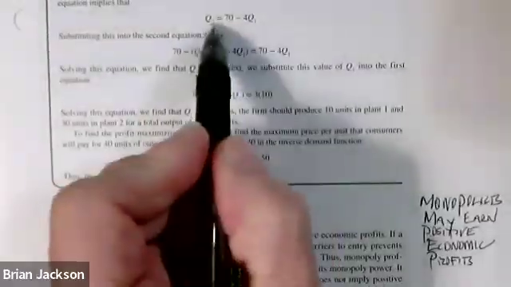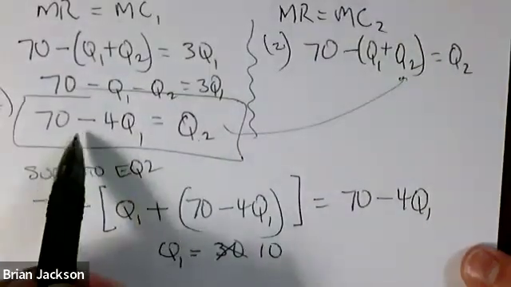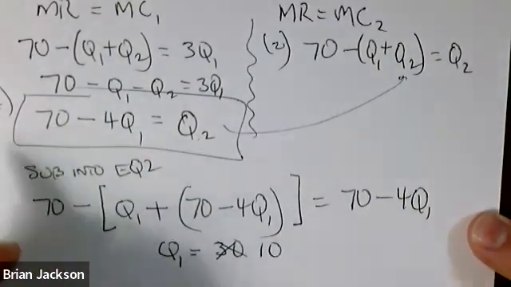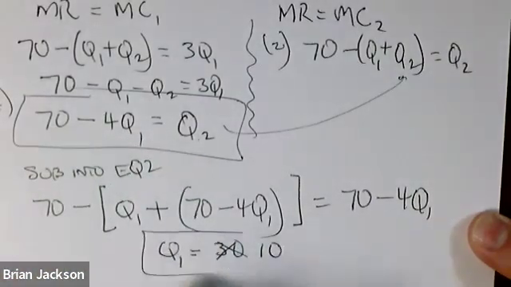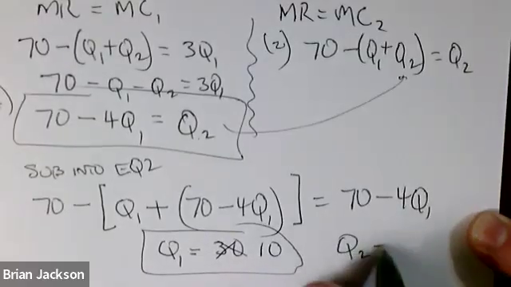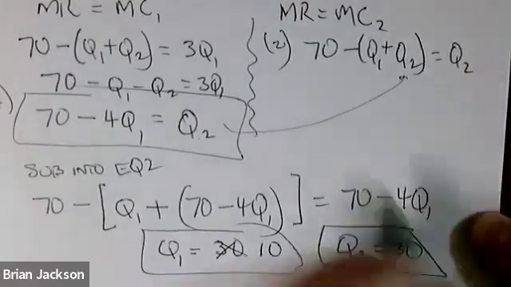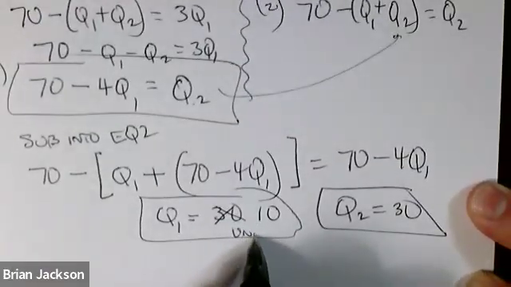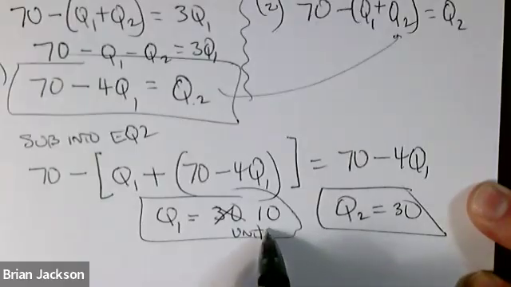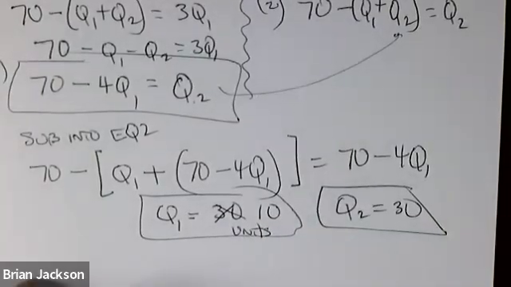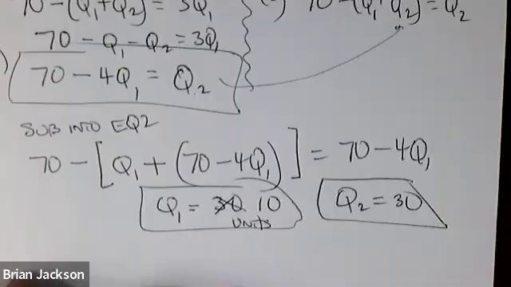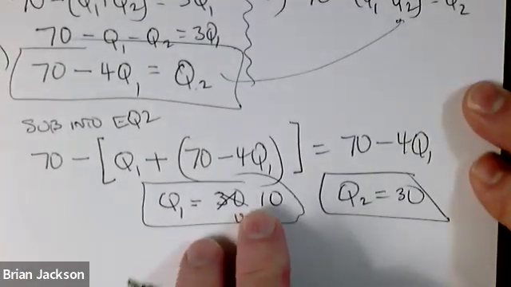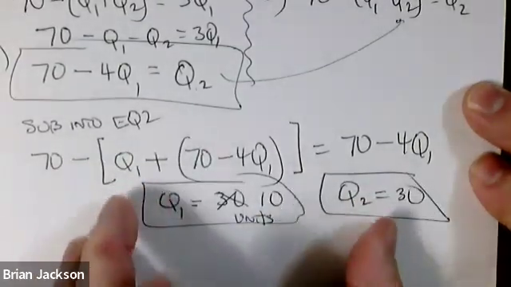Substitute that back into this equation here that gives you Q2 in terms of Q1. So Q2 is 70 minus 4 times 10. So Q2 is 30. So here's Q2. Q2 is equal to 30. Okay, so you want to produce 10 units in the first plant, and you want to produce 30 units in the second plant, okay? And then you can find out what the price has got to be, because this is a total of 40 units, right? 40 units. So what price are they going to charge for their output?